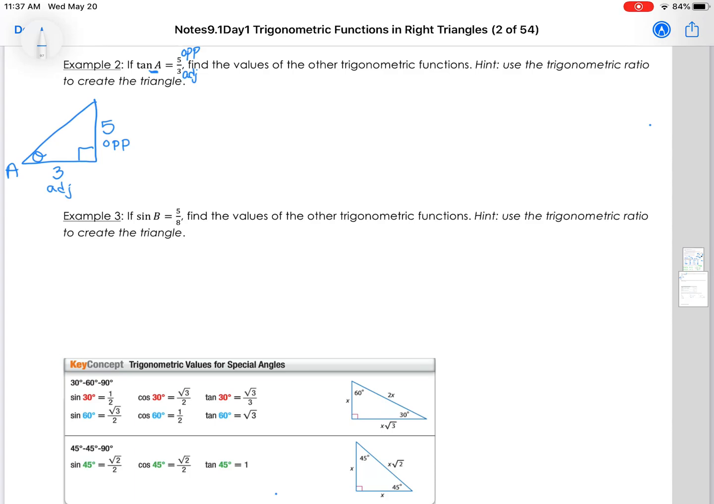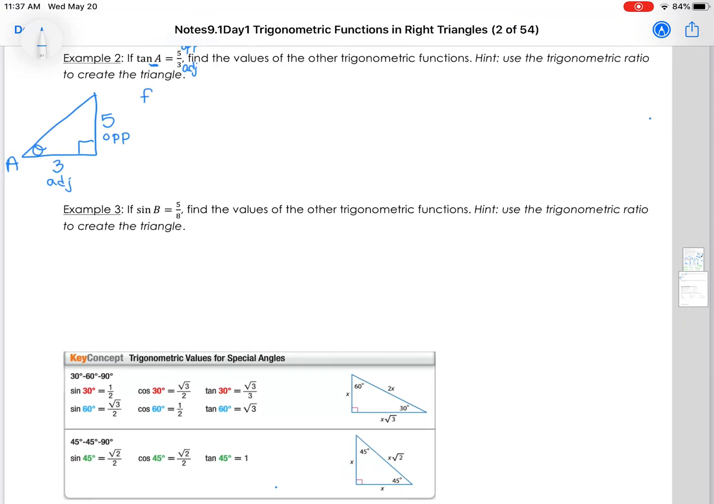So in order for us to be able to find the other trig functions, we need to know all of the sides, and we don't know all the sides, so we have to find the hypotenuse. By doing that, we're going to be using our Pythagorean theorem. A squared plus b squared equals c squared. So 3 squared plus 5 squared equals x squared. 9 and 25 get us 34. And when you take the square root of 34, you can't simplify it, so it's just going to stay the square root of 34. And that is our hypotenuse.